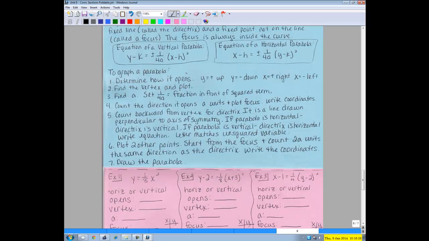Some important things that you need to remember is that for your vertex, it's always (h, k). So you need to pay attention to where the h is on each of these and where the k is for each of these. Okay, that's our vertex. You also need to know if the equation is going to be vertical, which would be if the y is on the left, or if it will be horizontal because the x is on the left.